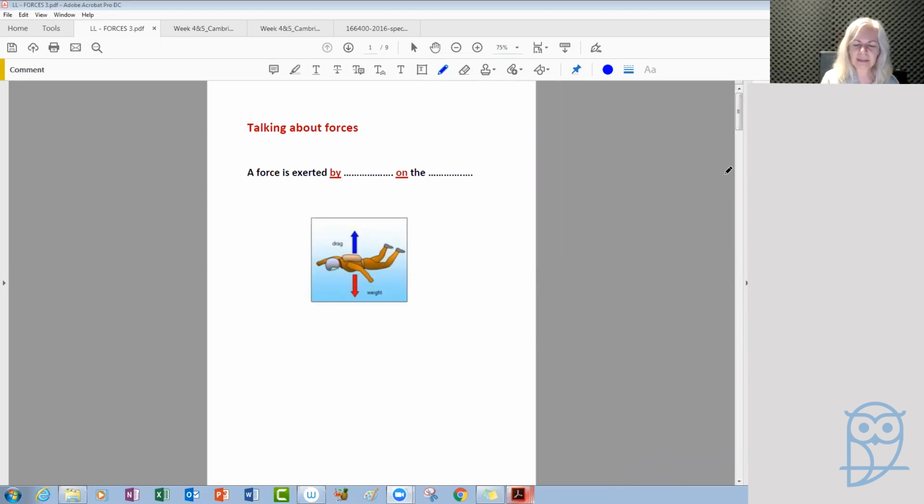Very often, we hear some silly expressions like, this object has a force so and so, or there is a force in the object, or the force of this and the force of that. These are not good expressions to talk about forces.